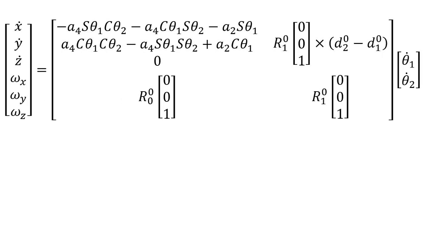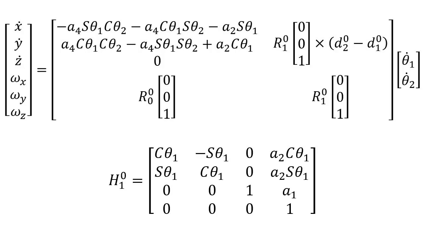Okay, now how do I get D01 and R01? I get those from H01, which we also found in the section on Denavit-Hartenberg. I found H01 to be this. So I take the third column of the rotation part, which is 001, and then I take D02 and I subtract D01, which is in the upper right-hand corner of H01. I cross them together and I fill it into the Jacobian like this.